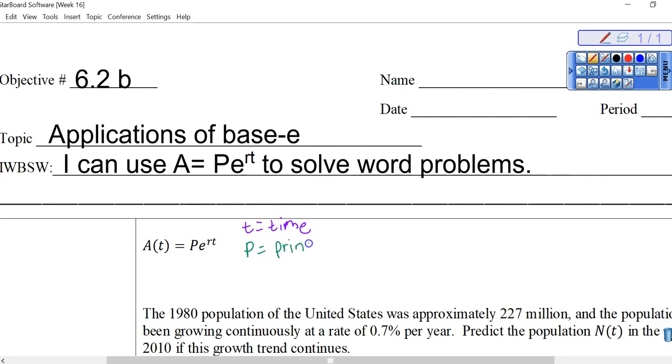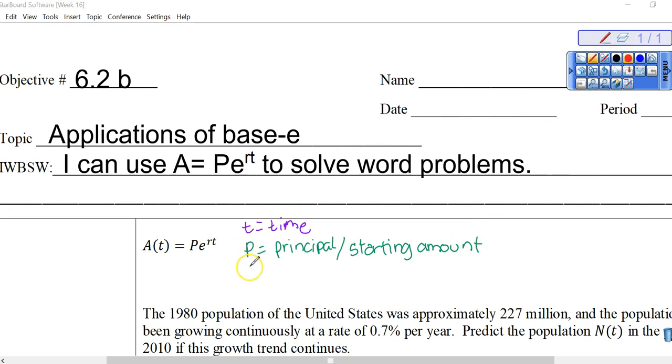Now today we won't be doing continuous interest problems like we were doing yesterday. We'll be using some continuous growth of populations, some continuous decay of a radioactive isotope, etc. So P doesn't always stand for principal. It could represent your starting amount. So we want to look for that as well.